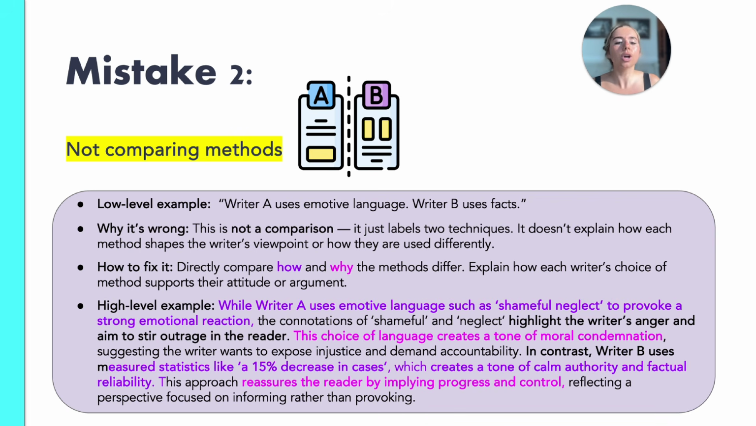In contrast, writer B uses measured statistics like a 15% decrease in cases, which creates a tone of calm, authority, and factual reliability. So you can see that I've compared the writers' methods: one uses emotional language, one uses facts. So that's a comparison. This approach reassures the reader by implying progress and control, reflecting a perspective focused on informing rather than provoking. So you can see that I've commented on how they've done it: one's one technique, one's the other. Then I've explained why their methods differ, because one of them is trying to create a tone of moral condemnation, and one's trying to reassure the reader by creating a sense of control.